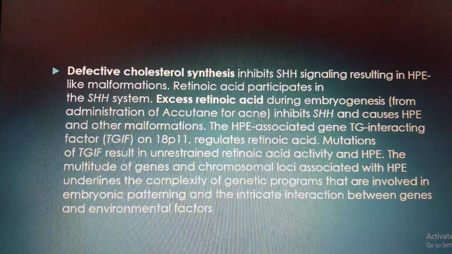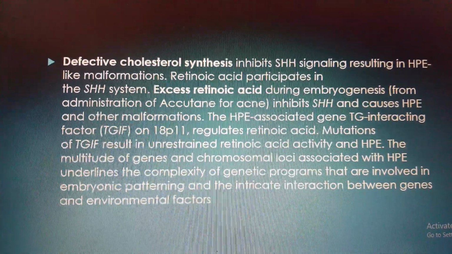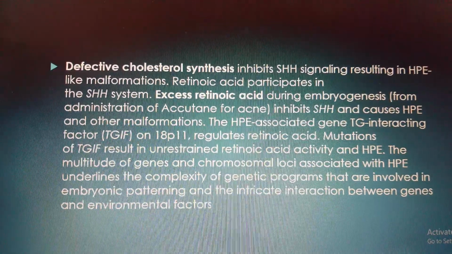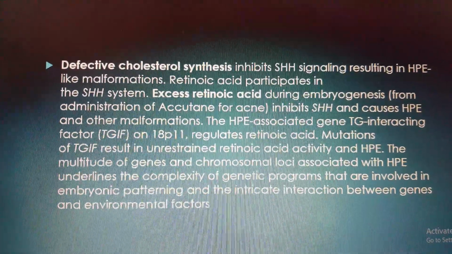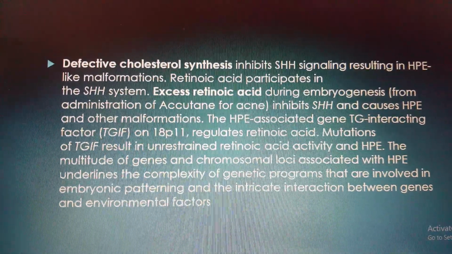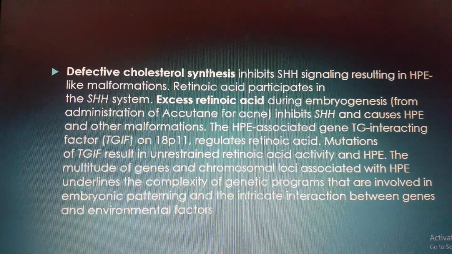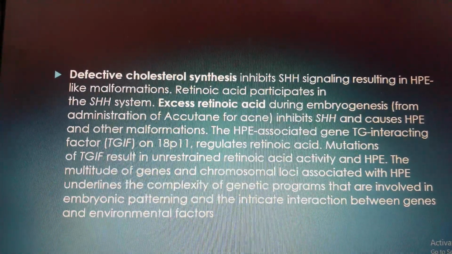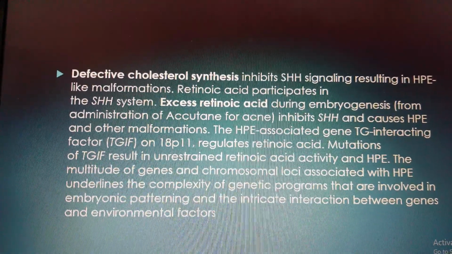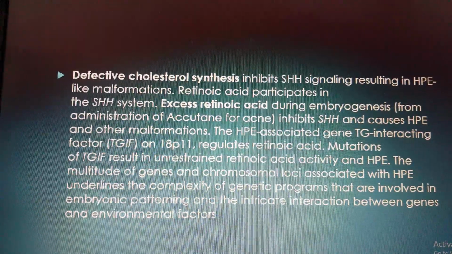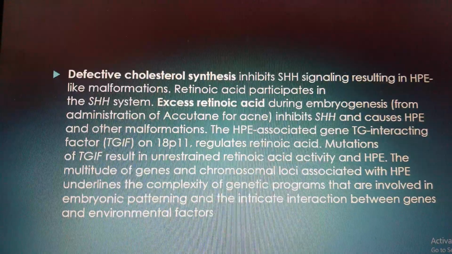Retinoic acid participates in the hedgehog system. Excess retinoic acid during embryogenesis from administration of a course of Accutane for acne inhibits hedgehog and causes holoprosencephaly and other malformations. Actually, this medication for acne, although it's very effective for acne, if it is received during pregnancy, it causes this severe congenital anomaly of the brain. So using this retinoic acid during embryogenesis actually inhibits hedgehog and causes holoprosencephaly and other malformations.